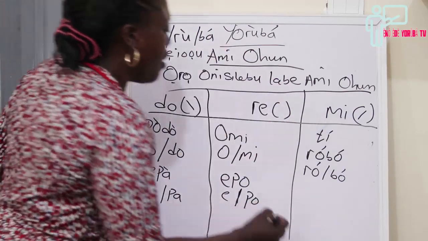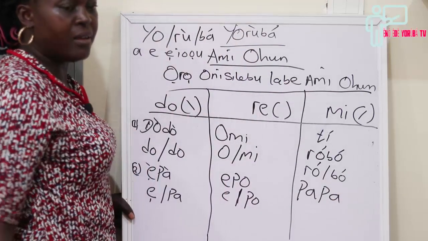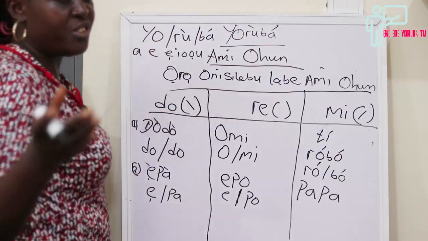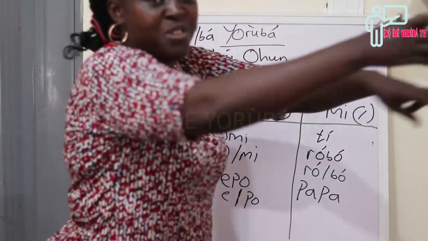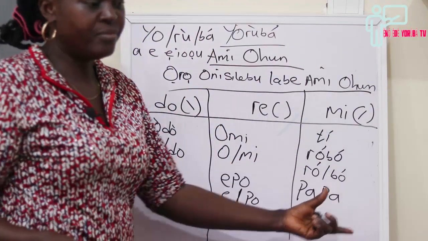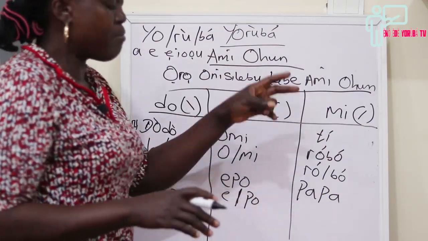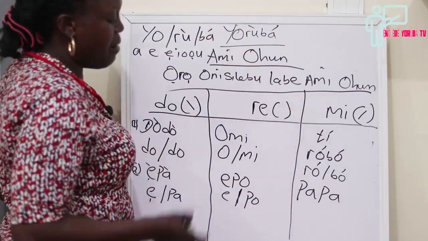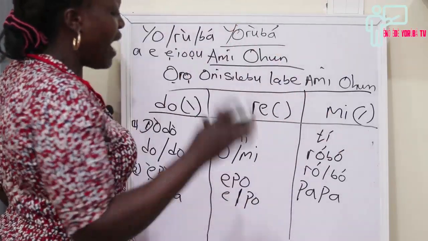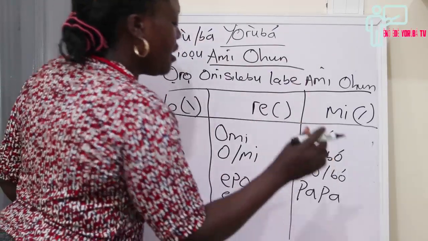Now we also have another one. I can say papa. What is the meaning of papa? Papa is a field, a very big area. So pa, the spread place. Pa, how many syllables? 2 syllables. Pa. Mi, call it in.